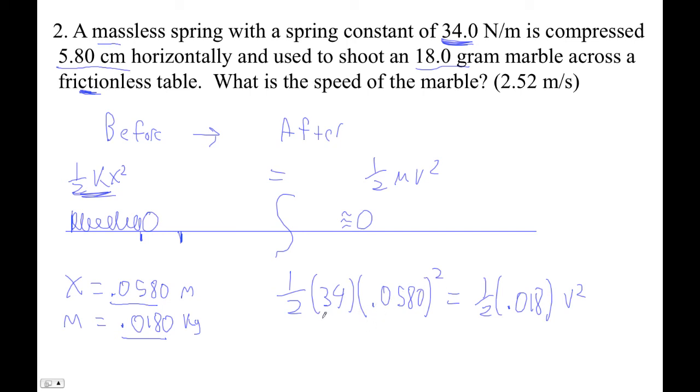Okay, so let's go 0.5 times 34 times 0.058 squared. Now I'm solving for v, so I'm going to go times 2 divided by 0.018. And now I've got, of course, what v squared is. Look at that. And I'm going to square root that, so raised to the 0.5, enter. I get 2.52 meters per second.